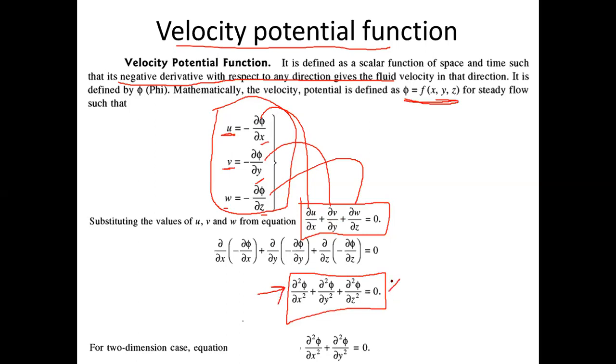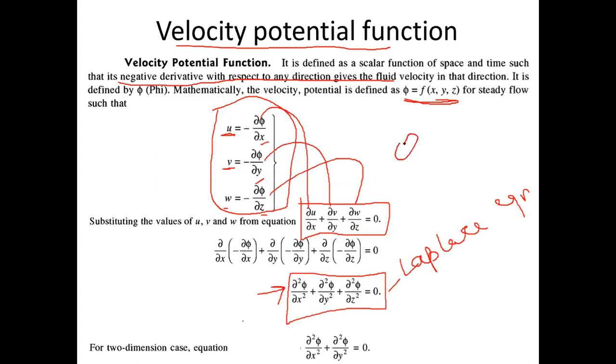If you see this equation in mathematics, this is a particular type of equation which is called the Laplace equation. In mathematics, a second order differential equation equal to 0 is called the Laplace equation. So what I want to say is, if in a particular case I give you the value of phi as, let's say, x square plus y square, then for a flow to be possible, what I need to check is whether phi is satisfying the Laplace equation or not.